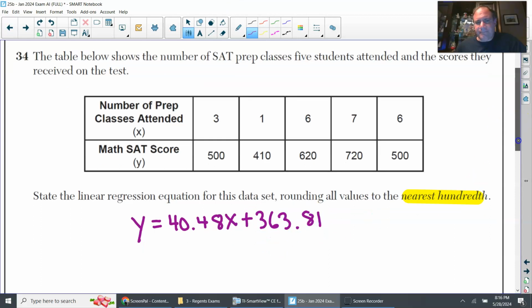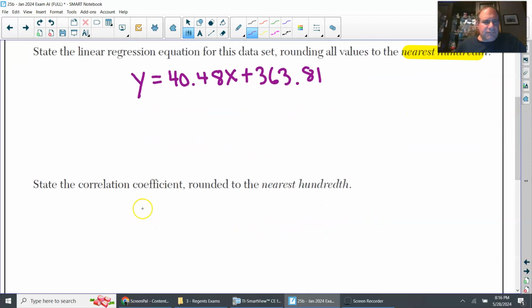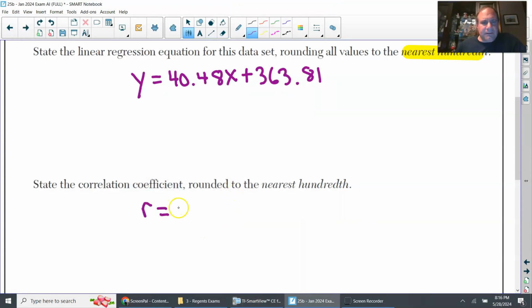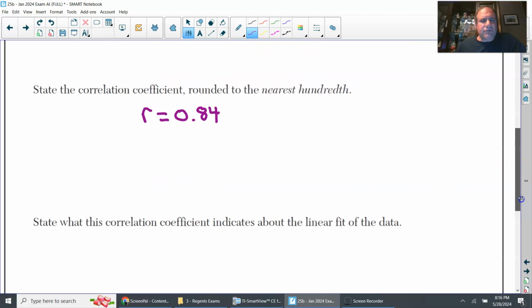That's it. The correlation coefficient rounded to the nearest hundredth is the r. So 0.84. And then they always ask that third question: state what the correlation coefficient indicates about the linear fit of the data.